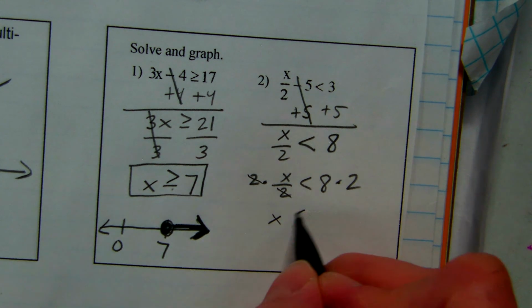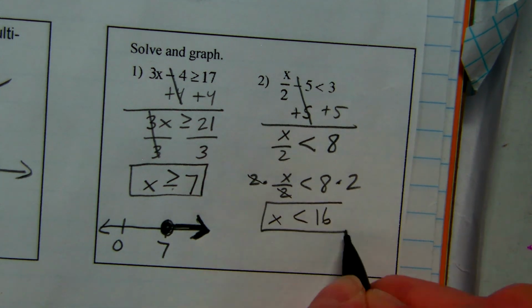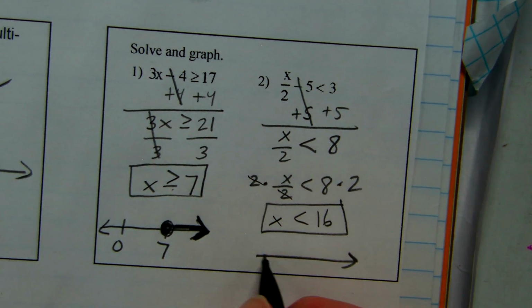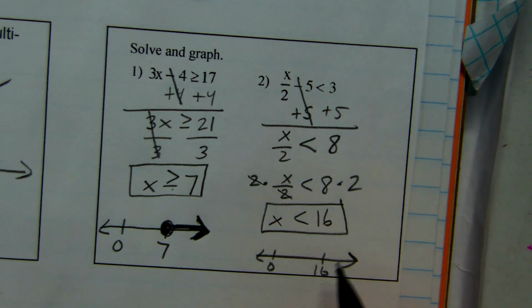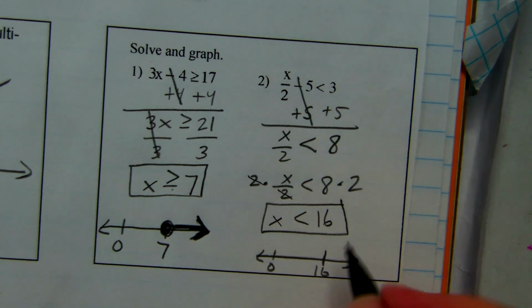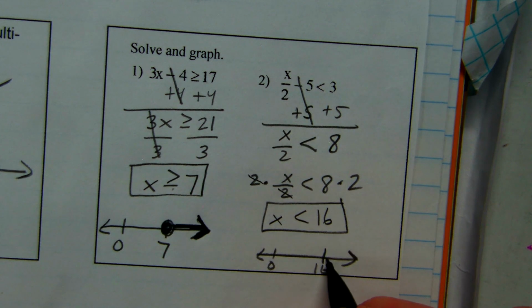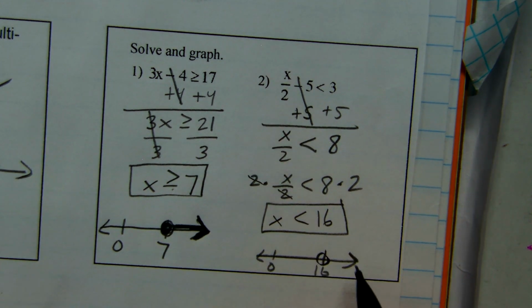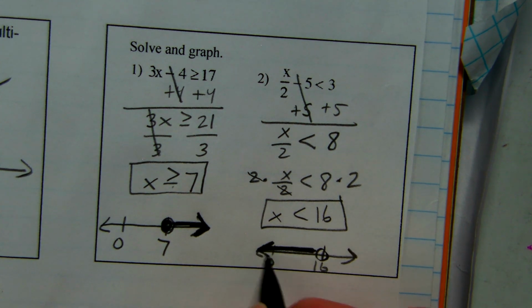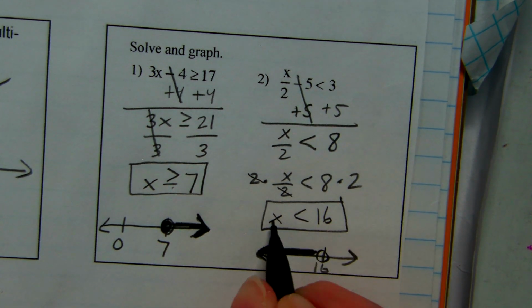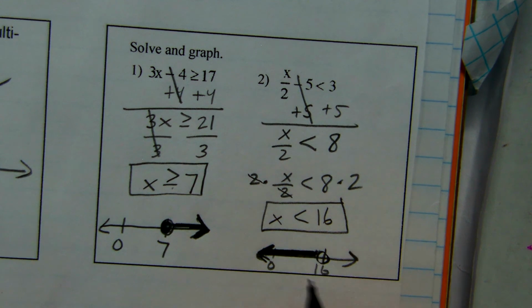is less than 16. So we'll make a really easy number line. I'm going to put 0, 16. And then would I fill in the circle on this one? Nope. Just leave it open. And which way is it going to go? That way. They've got their thumbs out. So this is the correct direction. We want all the numbers that are smaller than 16 that would make this true.